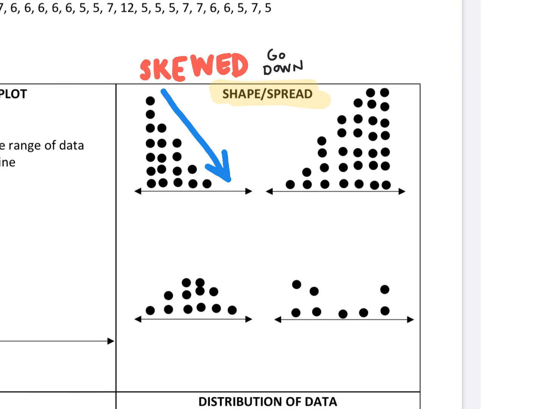Okay, right skewed. I'm going to use a smaller pencil so it's not as hard to read. Right skewed. So if I ask you the shape or the spread of this particular type of dot plot, you would say it was right skewed, which means it's going down on the right-hand side. Okay, that means most of the data is distributed on the left.